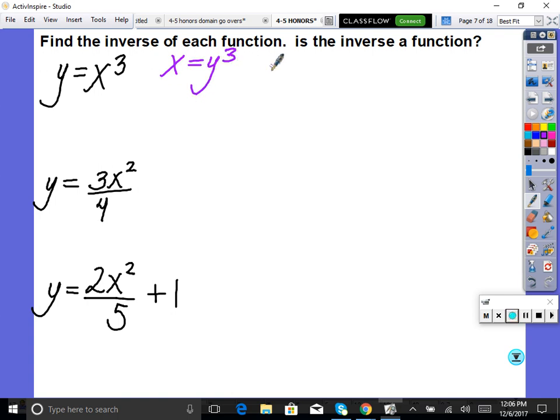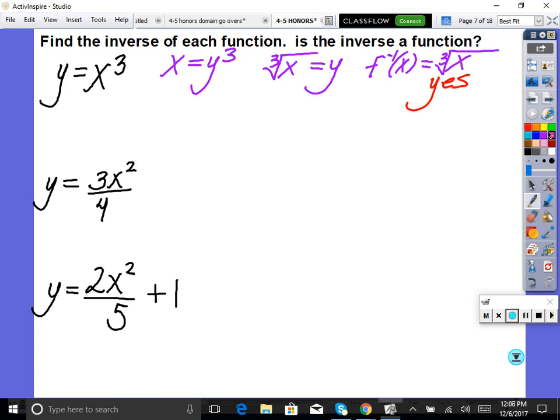Now don't we solve for y? Cube root both sides? So we have the cube root of x equals y. So my inverse of x was the cube root of x. Now it says, is the inverse a function? It was an odd degree, correct? Odd degrees don't get plus and minuses, do they? So this would be considered a function. There's not an overlapping. Does that kind of make sense, everybody? So yes, the inverse was a function.